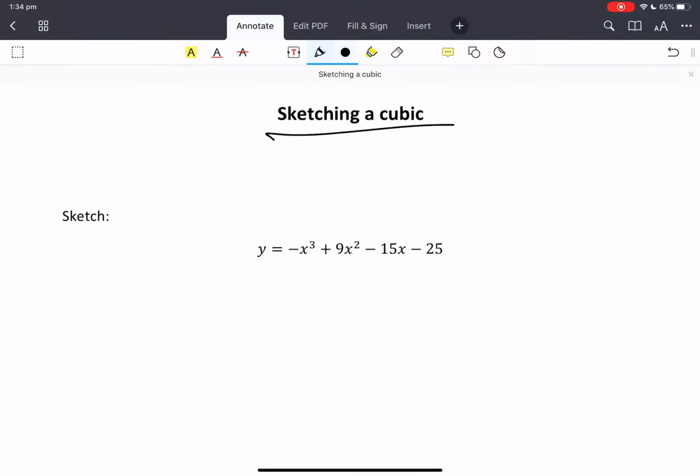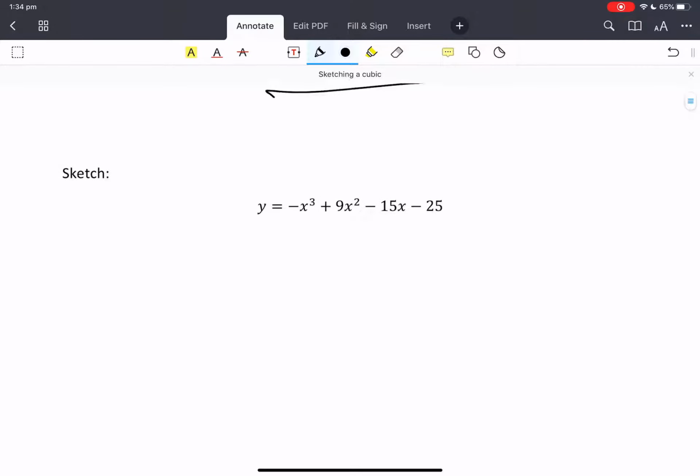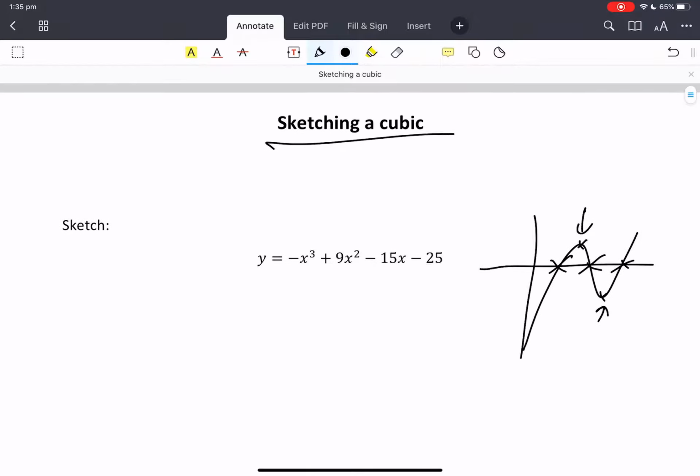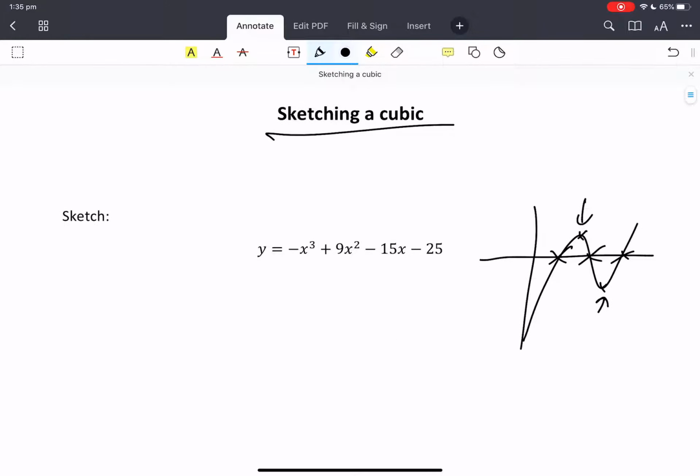Okay, let's sketch a cubic. It's going to look something like that. We're going to find our x-axis intercepts by factorising. We're going to find our maximums and minimums through the first derivative. We're going to verify which one's maximum and which one's minimum through the second derivative. Is that it? Oh, and the y-axis intercept. That's what we've got to do.